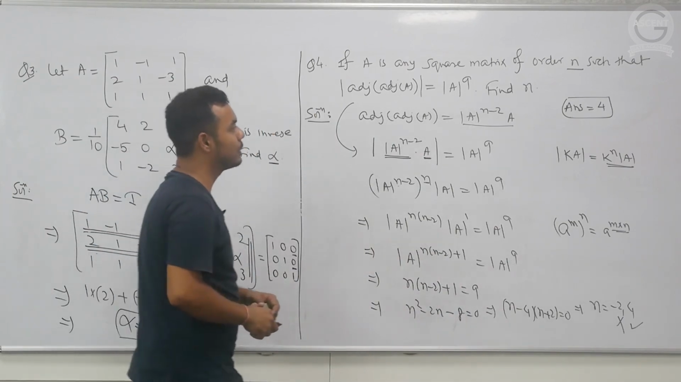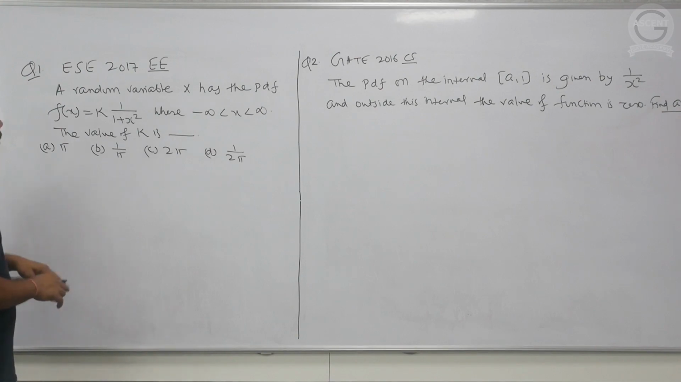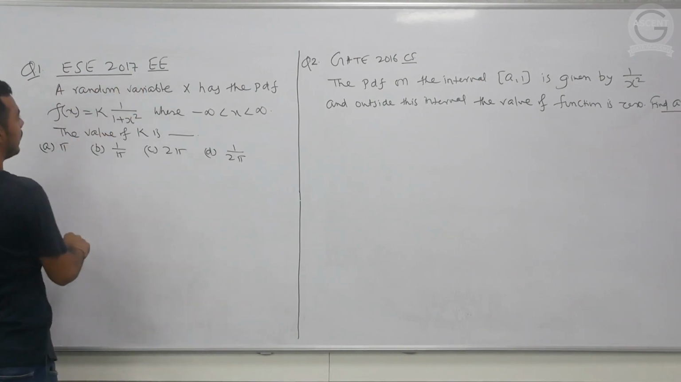So the correct answer for this question is 4. Okay, so now we are going to see these two problems on probability density function. The first question was asked in engineering services in 2017.